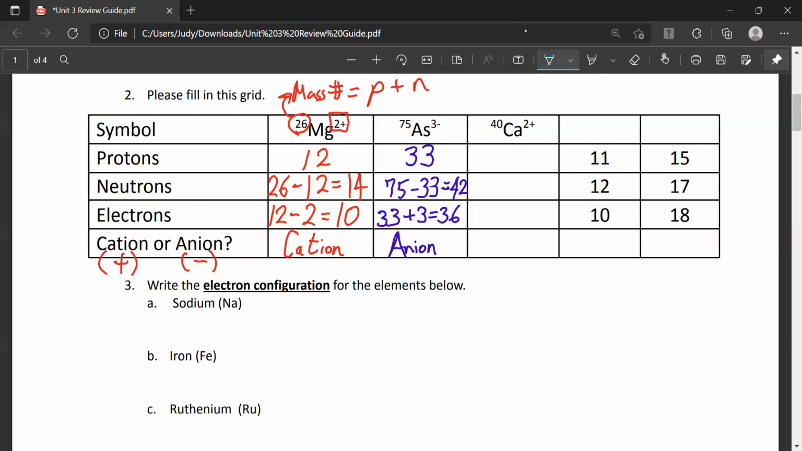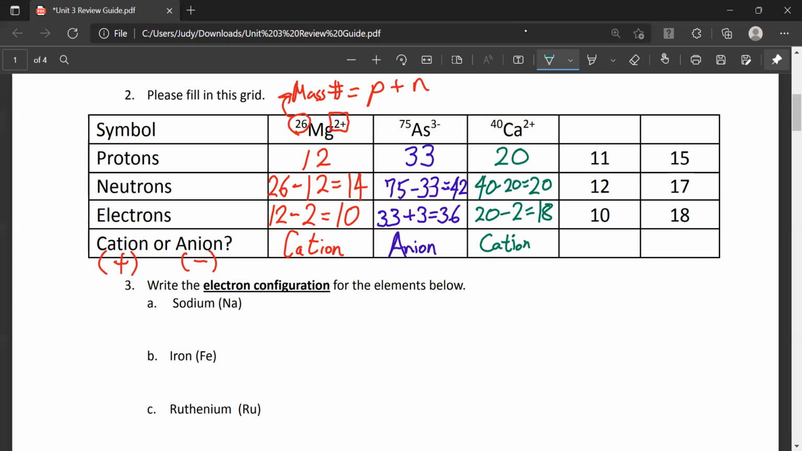Next, we have calcium, which has 20 protons. Now we do 40 minus 20, which should give you 20 neutrons. The number of electrons for calcium would be 20 minus 2 to get 18. And this is a cation.